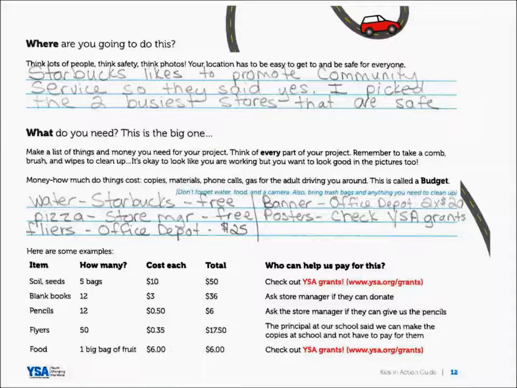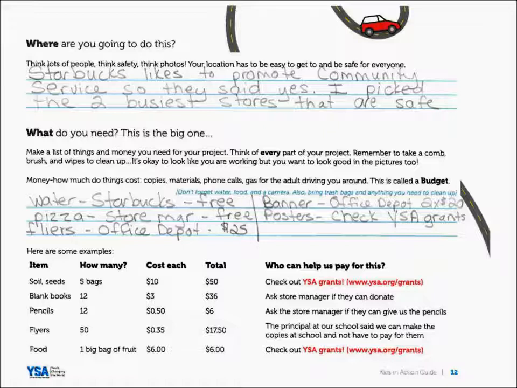You also need to think about what you need, and this is a big one. You need to make what is called a budget. You need to make a list of things and money of what you need for your project. And think of every little tiny detail. Remember to take a comb, a brush, and wipes to clean up. And it is okay to look like you are working, but you also do want to look good in pictures too. I know that sounds funny, but it's true.